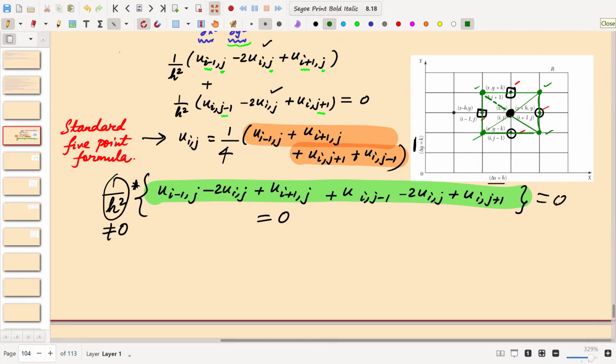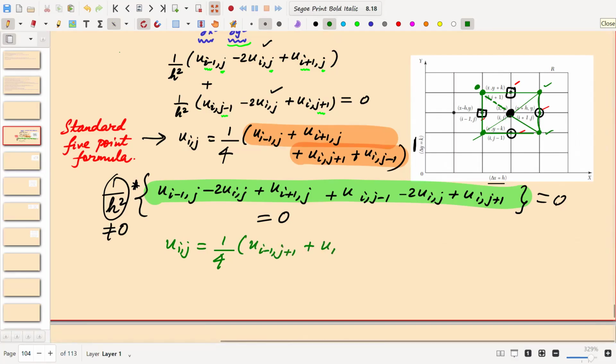So if I write that formula, what should be Uij? Can anyone tell me? I'm saying it will be the average of that. If I consider the diagonal points, the green points, what should be the formula? 1 by 4 of, can you start telling one of the green points? Suppose this one. What is that point? U i minus 1, j plus 1.